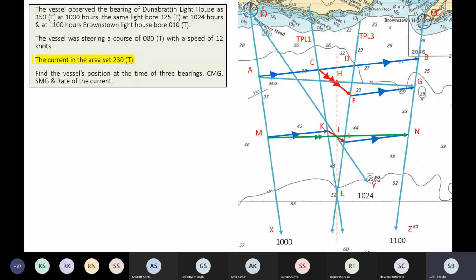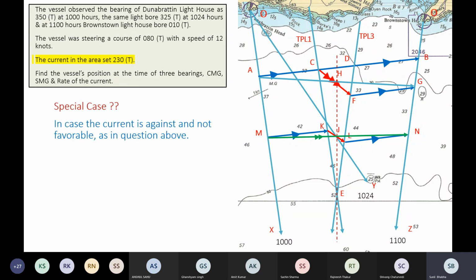Now, beta, there is a special case in this fish triangle question, which makes the solution a little bit tricky and complicated. Let's see what that special case can be. Let's say you are given a question in which the direction of the current is such that it is against your course steered and not favorable or not in the same direction.